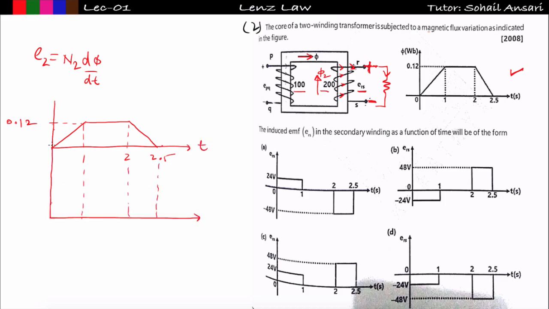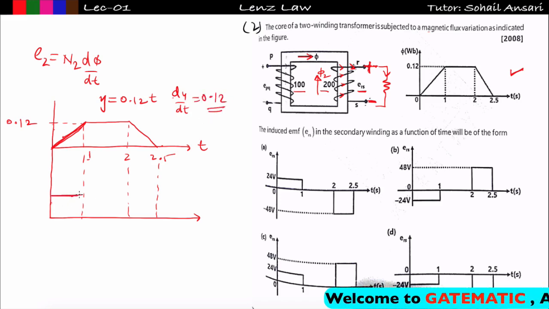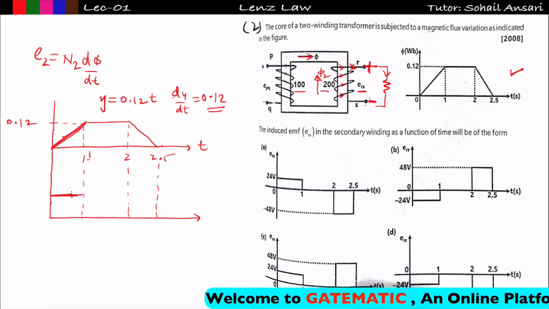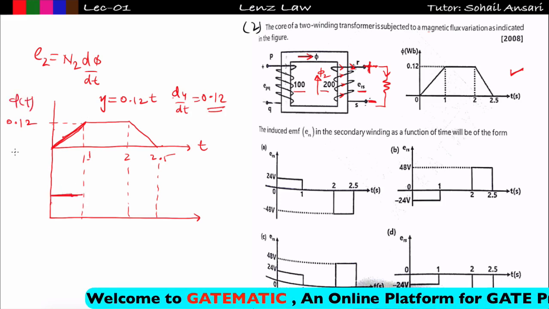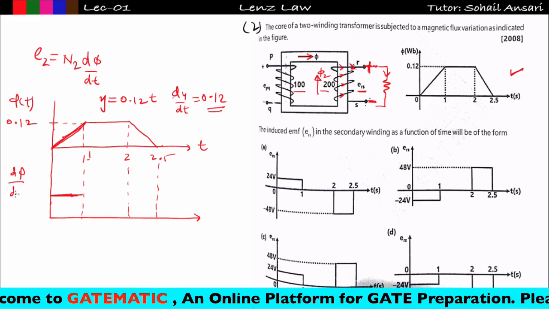Differentiate this waveform. See the equation. This is the equation of a straight line. Let us say y is equal to mt, where m is the slope. The slope is 0.12 and this is 1, so 0.12 into t. Differentiate this y, so dy by dt you will get is equal to 0.12, a constant value, and it is positive. So this is phi t and this is d phi by dt.